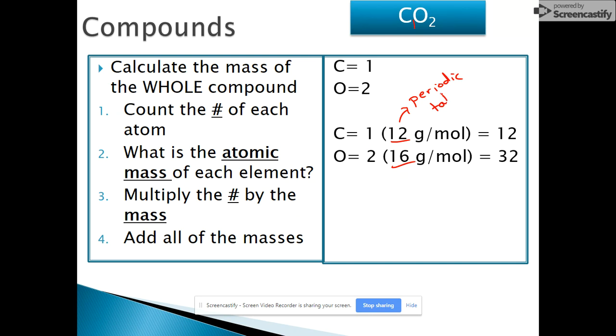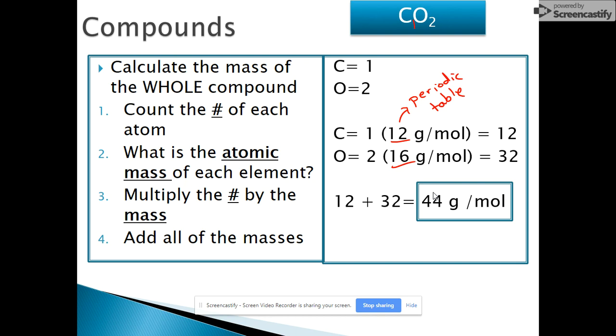We multiply the number of atoms by the molar mass. So for carbon, 1 times 12 gives us 12. For oxygen, 2 times 16 gives us 32. And in our last step, we just add these two values together to get 44 grams per mole. So 1 mole of carbon dioxide would weigh 44 grams.